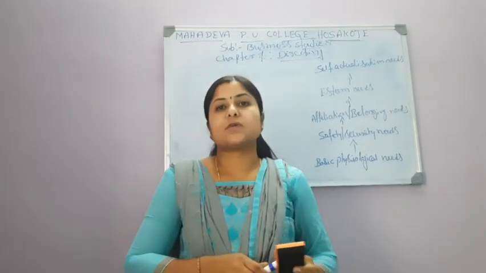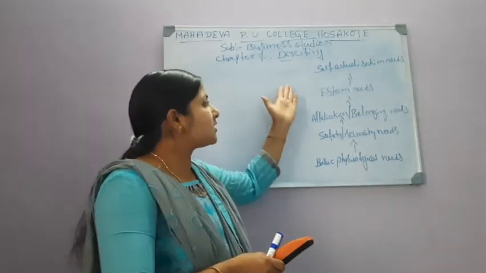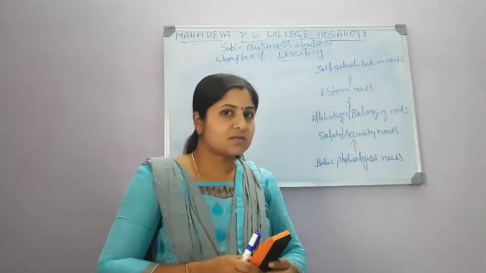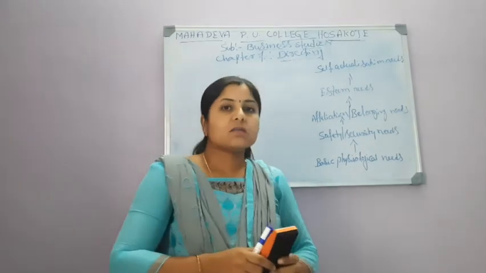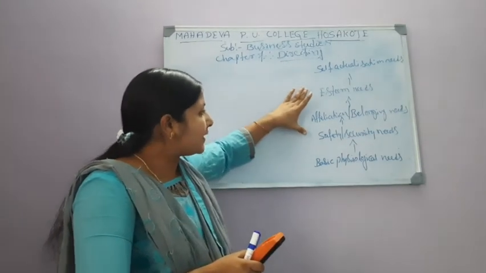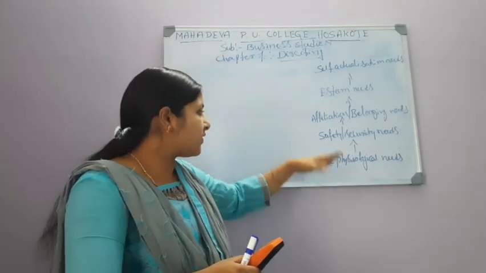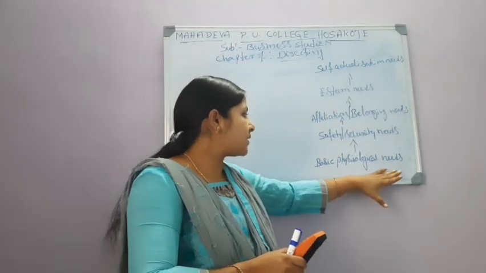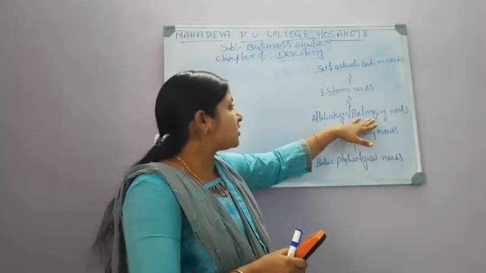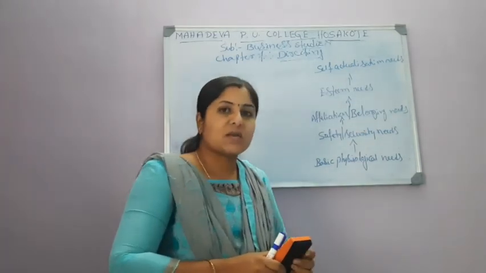Good afternoon, dear students. In the last class, we discussed the concept of Maslow's hierarchy of needs theory. You already know this theory, so you can understand this. Maslow's needs theory includes five basic needs of human beings which they try to fulfill. The first one is basic physiological needs. After that, safety or security needs, then affiliation or belonging needs, then esteem needs, and self-actualization needs.